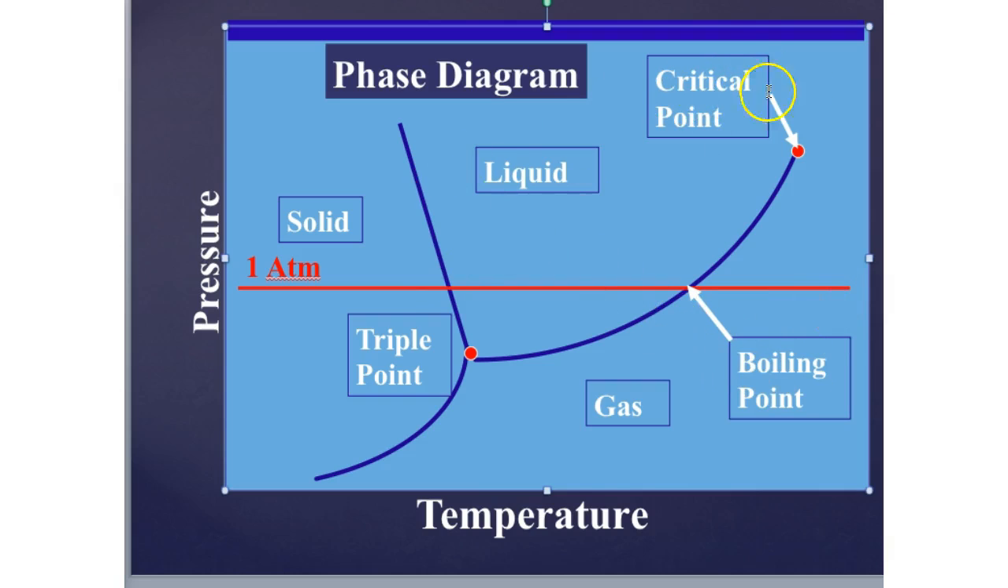The critical point is this point right here, which we'll talk about later. And the triple point tends to be right here. It's the part where all three of these lines intersect, and that's called the triple point. The boiling point is right here. Depending on the pressure, it's probably right here. Here would be the melting point, which we'll talk about later.